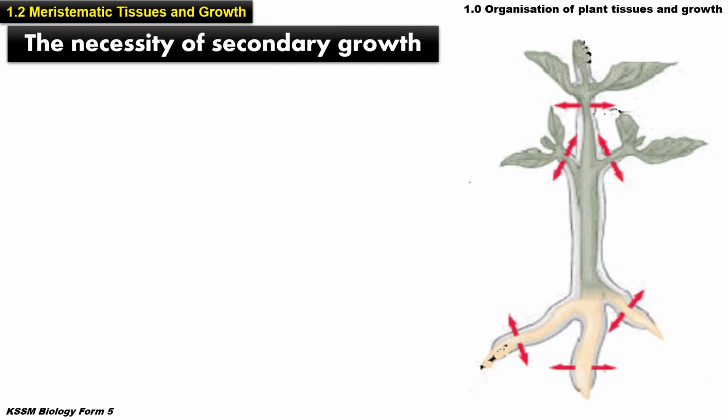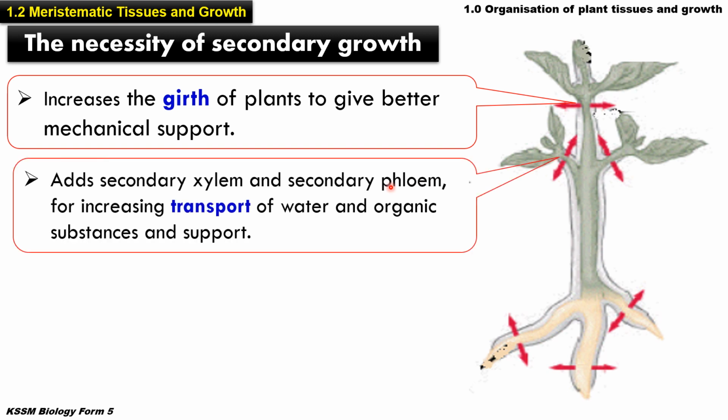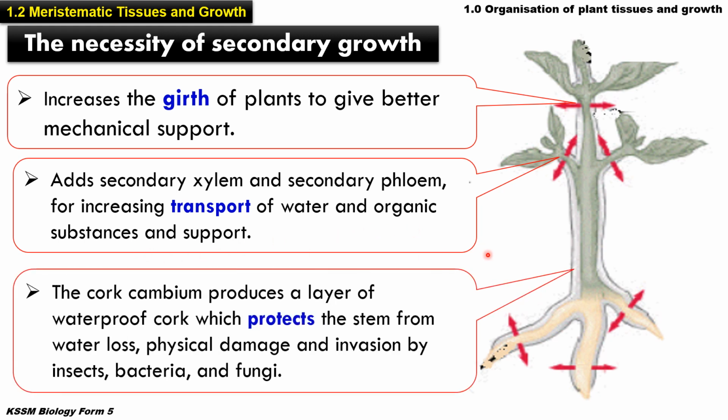Okay. For the secondary growth, what is the necessity? Okay. It will give the mechanical support since that the size of the diameter start to increase and more xylem and more phloem. Okay, the secondary xylem, secondary phloem will be produced, so it will increase the transportation system of water and also organic substance in the plants. Okay, and also, alright, the cork cambium, the harder part yang warna coklat tu, okay, can protect the stem for the plants. Alright.